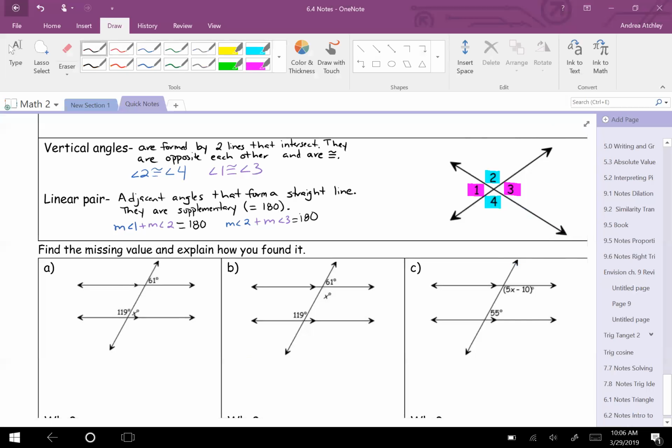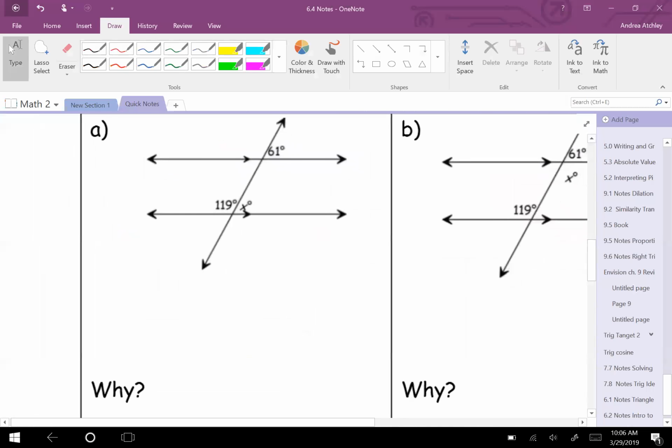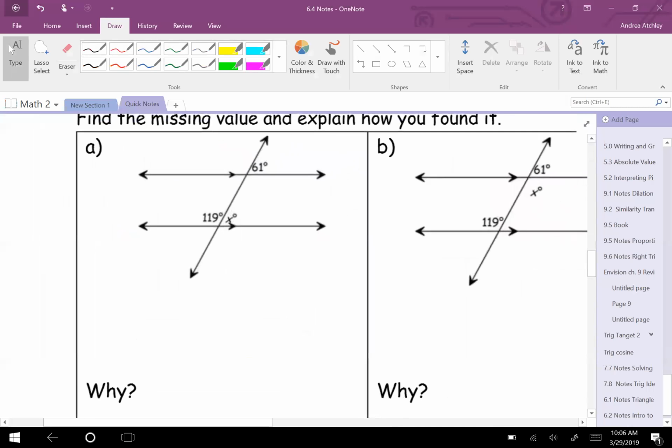Okay. So now we're going to find x and explain our reasoning. Okay, so A: we're given two parallel lines cut by a transversal. We want to know what x is and y. So the easiest way to start that is to color coordinate. So let's color coordinate those.